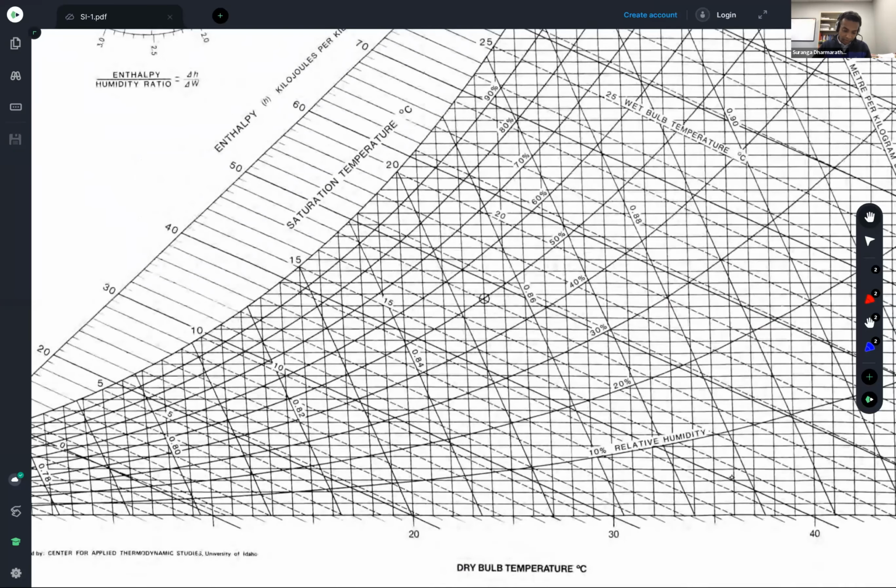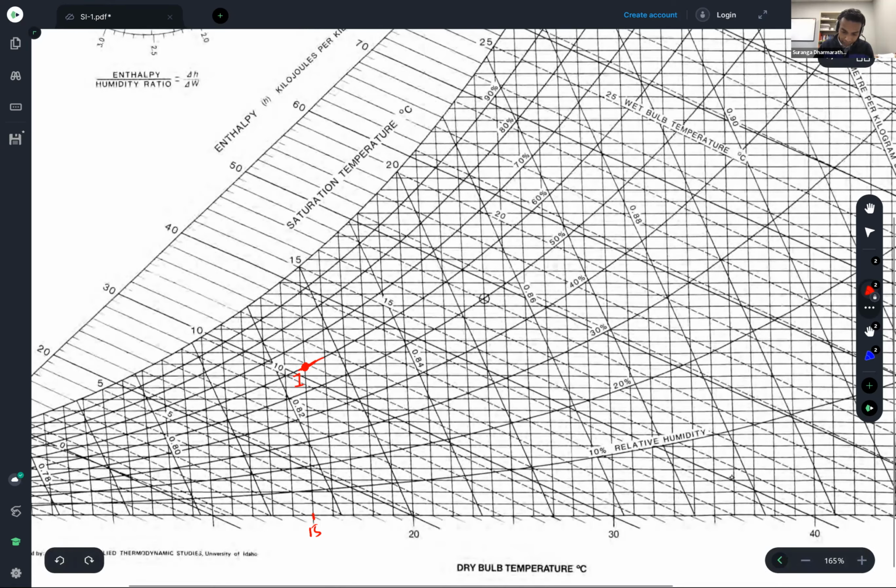So this is 15 degrees Celsius. This one is 15. And then we have 60%. 60% is this. Right? So that's our state 1. And then it's a simple heating, so we need to raise this one a little bit. 60% and 15 is here.